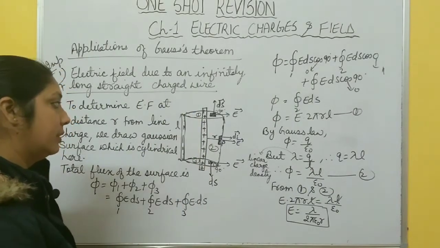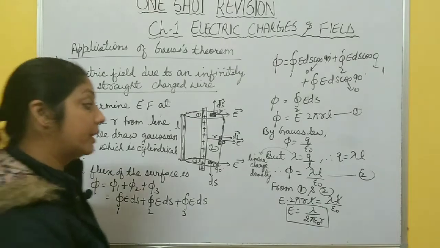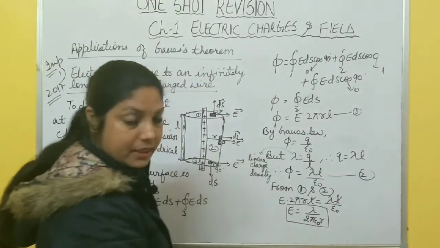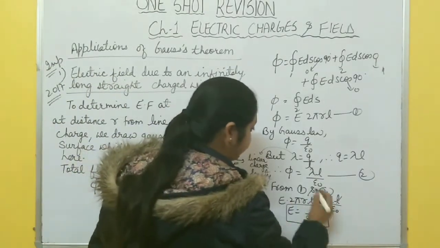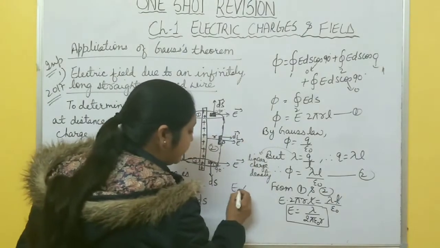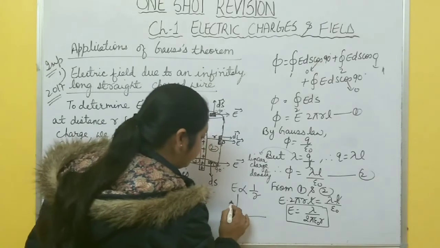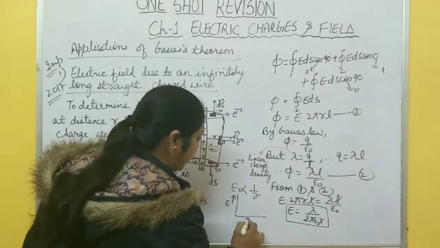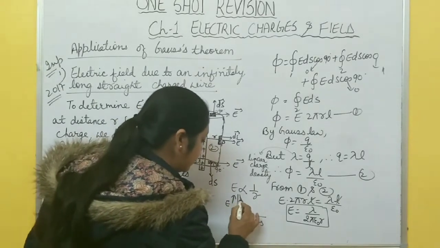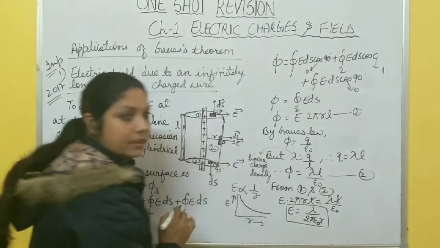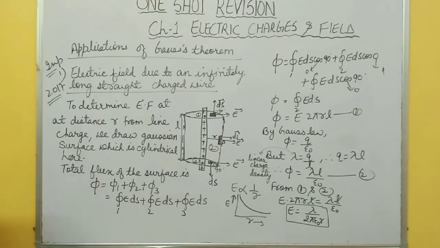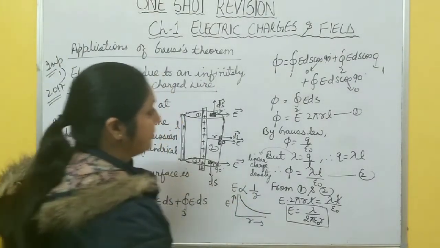And also it may be asked in the exam to draw a graph between electric field and the distance R. So here you get what? E is inversely proportional to R. So what type of graph is drawn? If E is on this axis and R is on this axis, it decreases with the distance. Electric field decreases with the distance, right? E is inversely proportional to R.